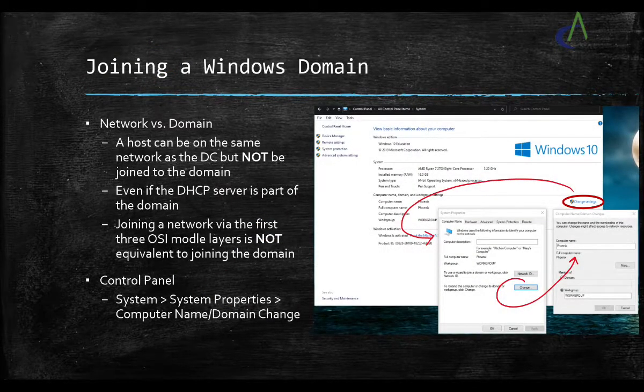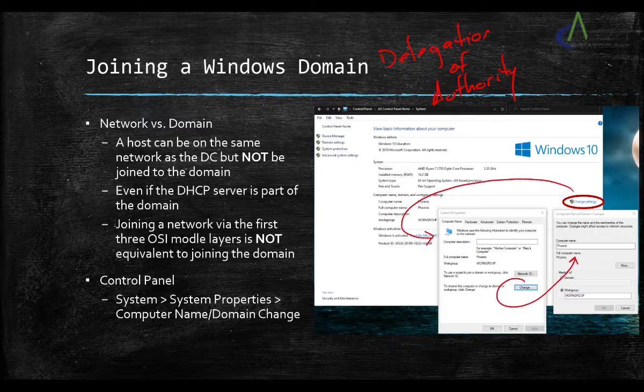To join a Windows domain, it's relatively straightforward, right? It requires delegation of authority. What that means is a specific account assigned to a person must approve of that device joining the domain, right?